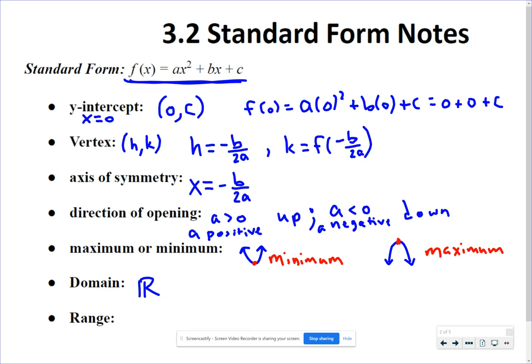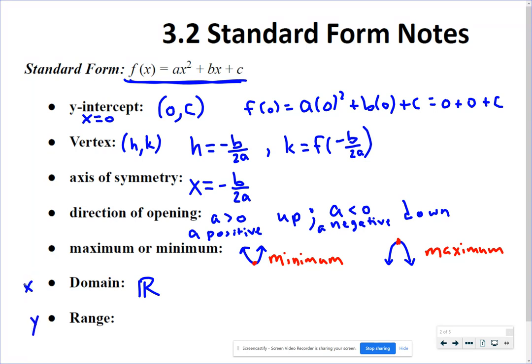The range, and we'll talk about this more a little bit later on, but for now, what I want you to remember is the range is the y value. So domain is x, range is y. So when we look at this picture right here, if our vertex is h comma k, the y values are going to have a minimum of k, and they're going to go up from there. So y is greater than or equal to k.